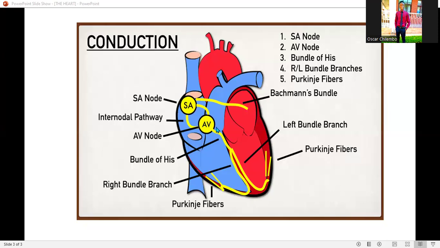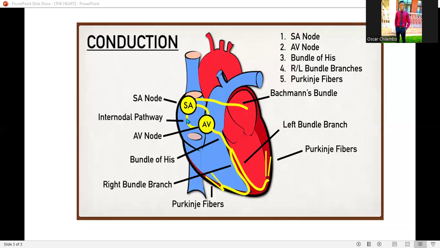Remember, the bundle of His is the one which connects the atrium, the electrical impulse from the atrium, to the ventricles. But since we want the atrium to contract first, at this point we want to allow the ventricles to relax so that they can receive blood from the atrium. Therefore, there is a delay of about 0.12 seconds at the AV node. Okay? So at the AV node, there's a delay to allow ventricular filling.